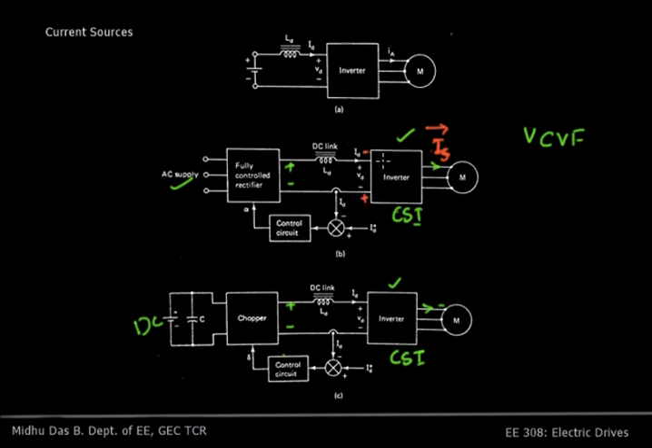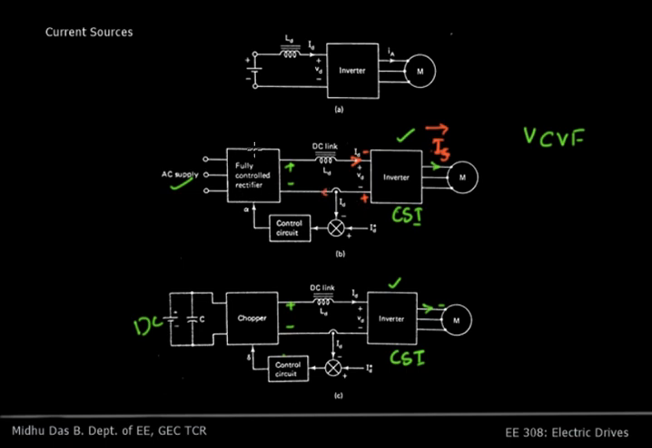In that case, what happens to the CSI? It will behave as a rectifier. It will be rectifying the power from the motor side, which is in the generation mode during regenerative braking, and that will be given back to the source by maintaining this ID in this direction itself, but the voltage polarity will be reversed.